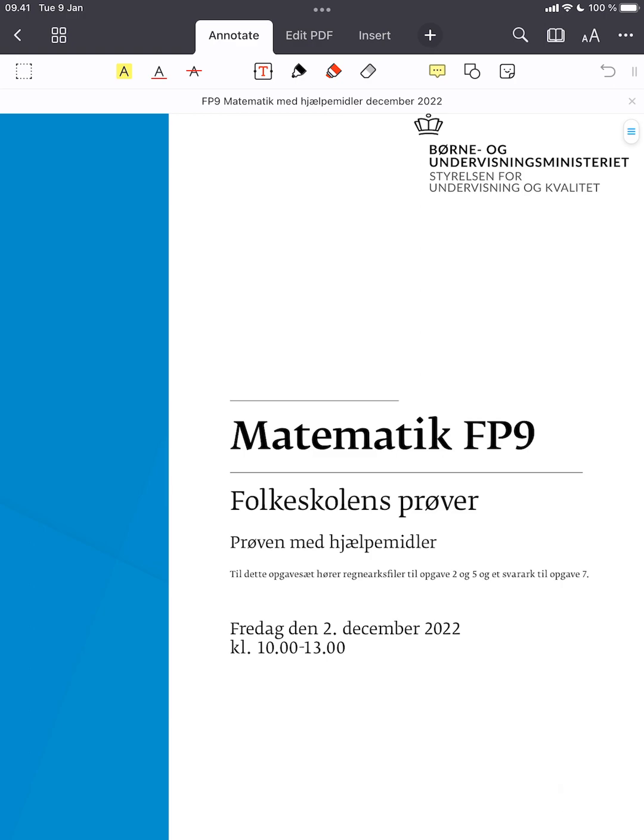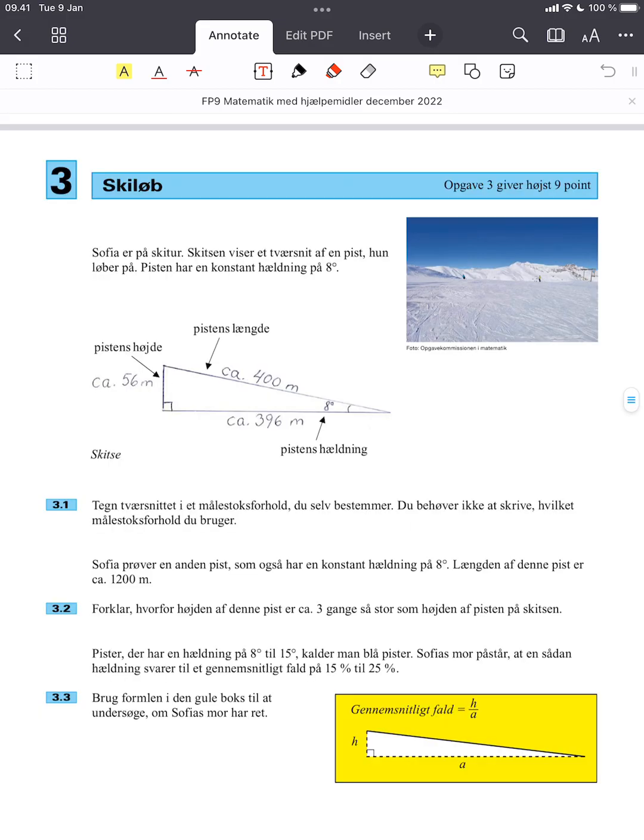So we're looking at the Danish FP9 maths exam, December 2022. And this video is all about question 3, ski run. It says Sophia is on a ski holiday. The sketch shows a cross section of a piste or a slope that she's, let's say, skiing on. The slope has a constant gradient.